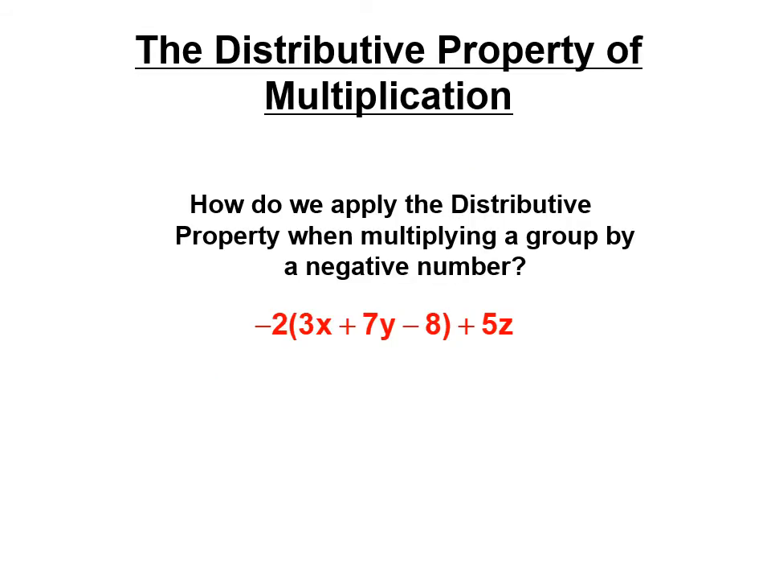All right, so the key thing, that was easy enough, is that when you have this situation, you have to multiply everything by a negative 2, and that sometimes leads to mistakes. So we'll go over that as well.